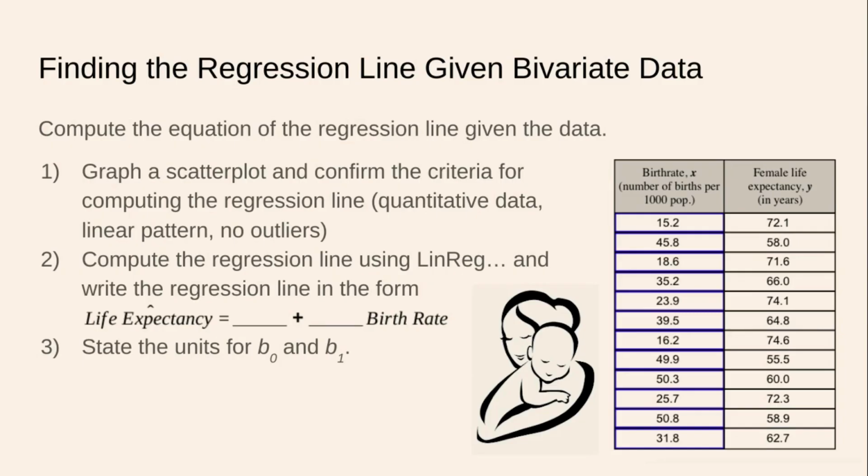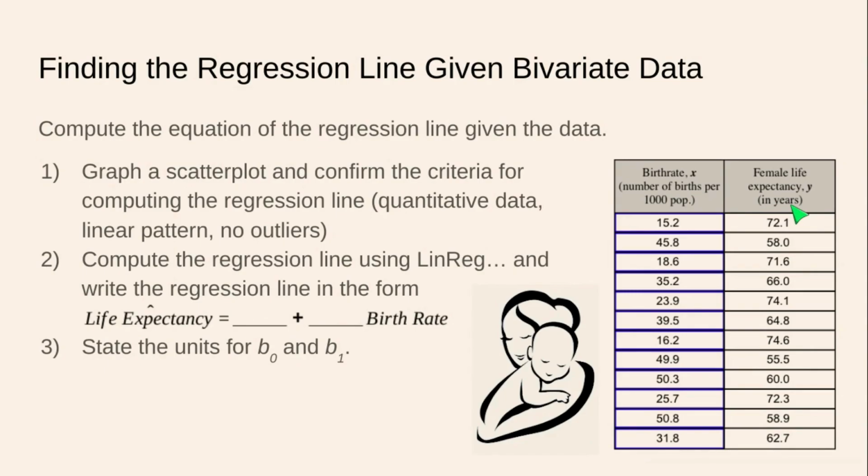We are going to be finding a regression line using just raw bivariate data, like these bivariate data right here, relating the birth rate, which is calculated by number of births per 1,000 people in the population. And the Y variable is female life expectancy in years.